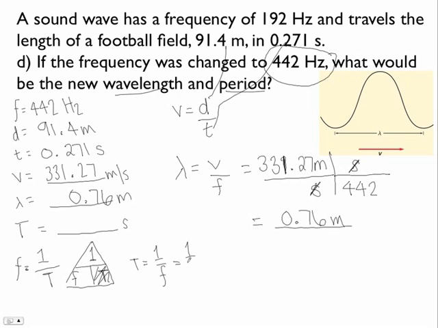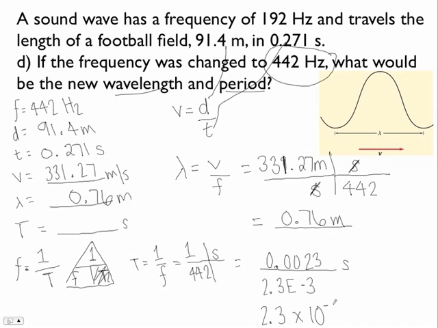So it's going to be 1 over 442, remember seconds to the -1, which means that you'll actually have seconds for your unit, which is good because the units for period is time. And you have 1 divided by 442, so you're going to get 0.0023. You might also get, your calculator might give you this. And your calculator may also give you this. All 3 of these answers are correct.